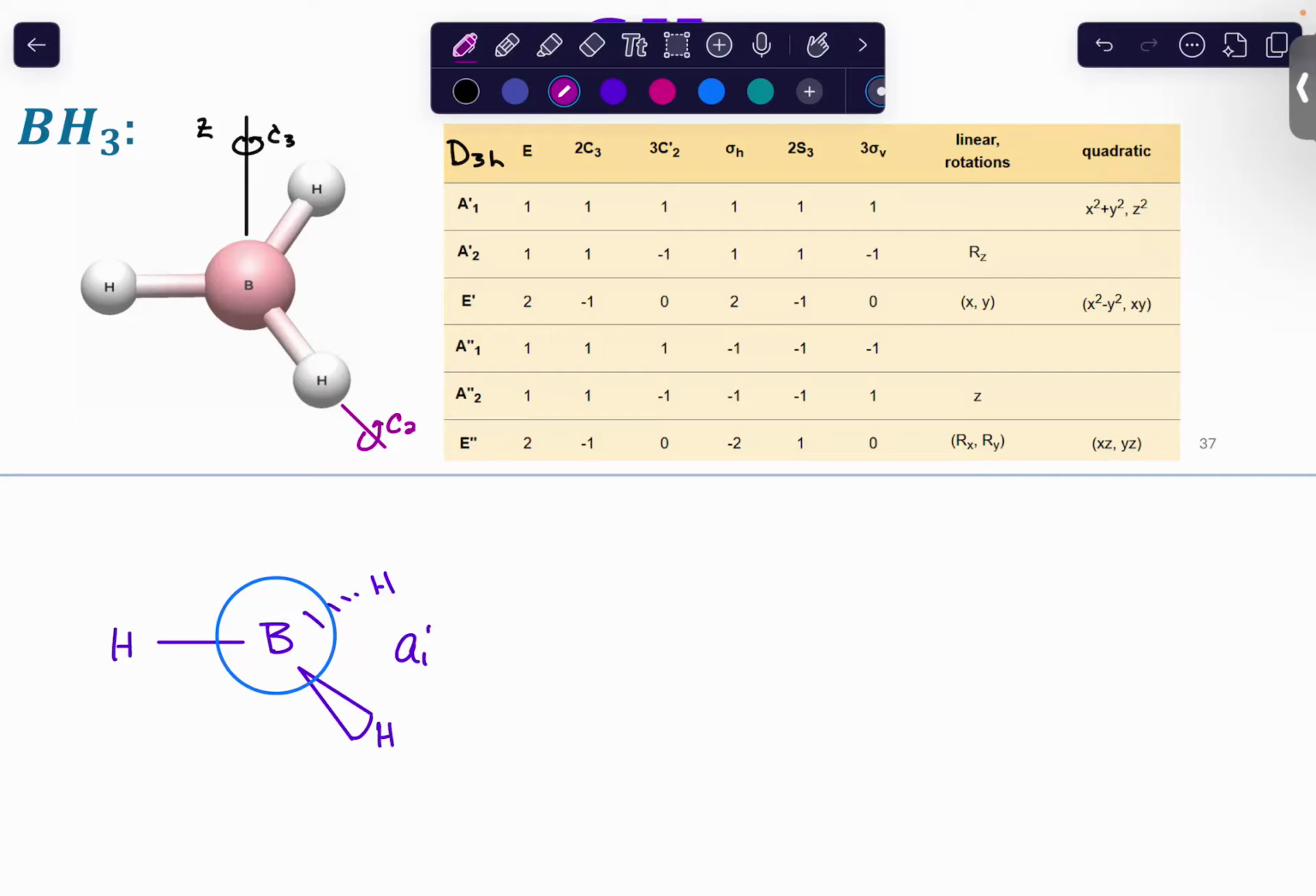The improper rotation, so we rotate it through 120 degrees and then invert through the sigma H, we're going to get the same thing. And the sigma V's, which will go along each bond, they're not going to affect anything. So the next one we want to look at is our 2pz orbital.